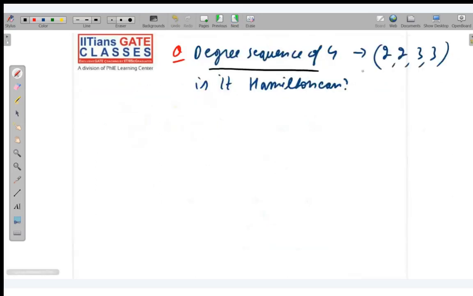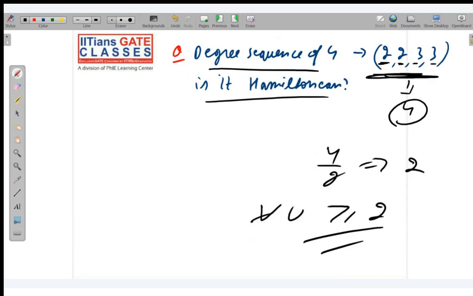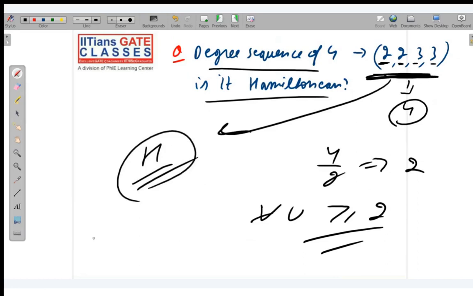Okay, so the degree sequence of a graph is given. Is it Hamiltonian? So this is a good application. The number of vertices is 4. How have we got it? I think you have got the idea. Degree sequence we have done in the previous lecture only. So the vertices have degrees 2, 2, 3, 3. Okay, so I will say 4 by 2, that is 2. So every vertex is of degree greater than or equal to 2 here, na? So I will simply say it is Hamiltonian. No need to draw the graph and all. You will simply say it is Hamiltonian, with the facts.